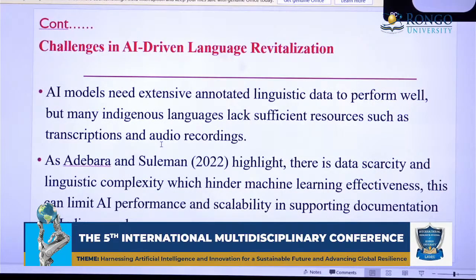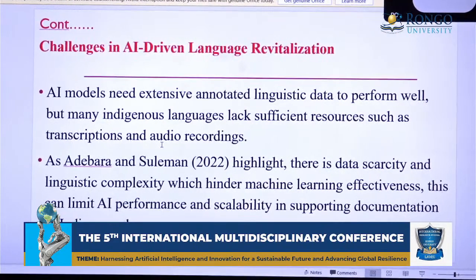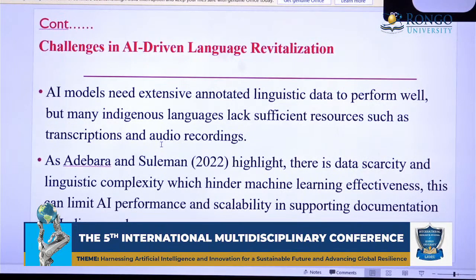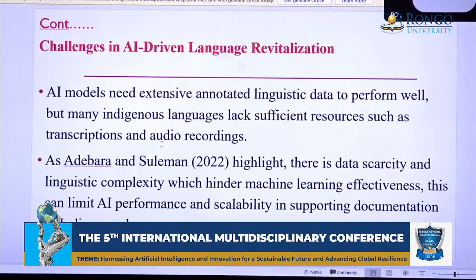However much AI can be used to revitalize our languages and even revive them, we realize that there are some challenges that need to be navigated. One of them is that AI models need extensive annotated linguistic data to perform well. But we find that our indigenous languages lack sufficient resources, such as transcriptions and audio recordings. We only normally do research and then put our findings in the repository.